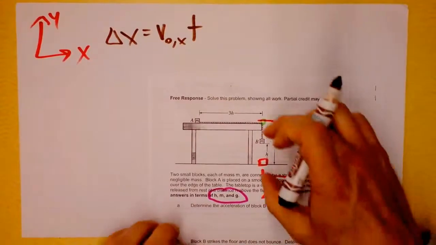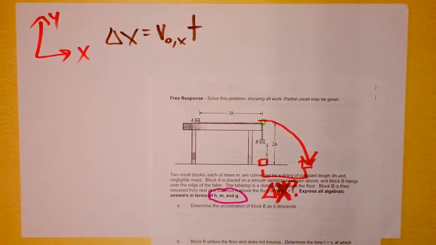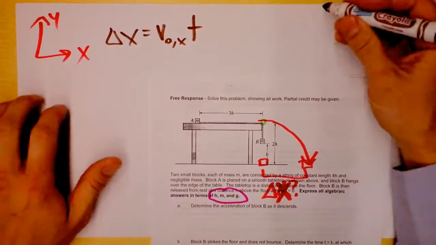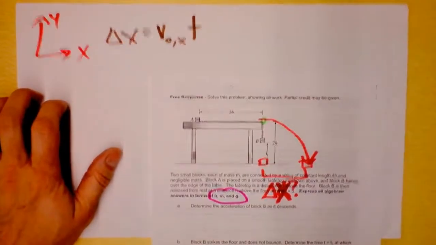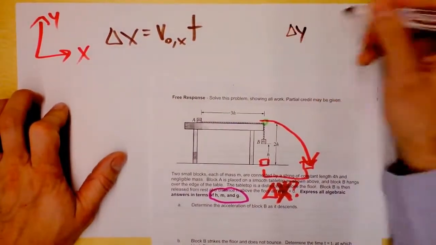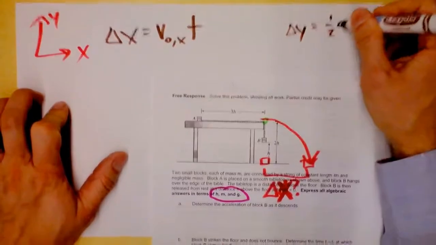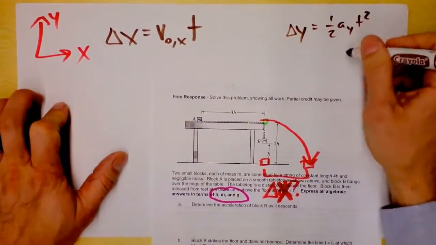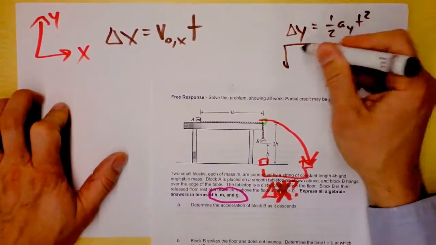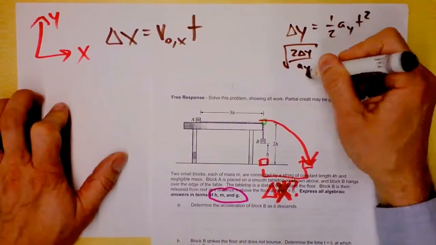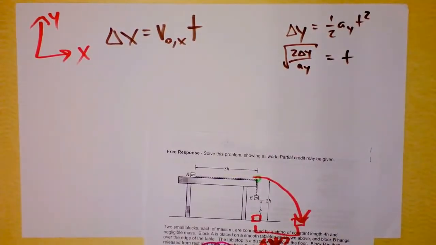Donovan thinks he knows how to find the time of a projectile falling. Classic in the Y direction, with no initial velocity in the Y direction, right? Super easy. We're talking about delta Y equals 1/2 acceleration in the Y direction times time squared. We're going to solve this for T. T is equal to the square root of 2 delta Y divided by AY. AY is G.